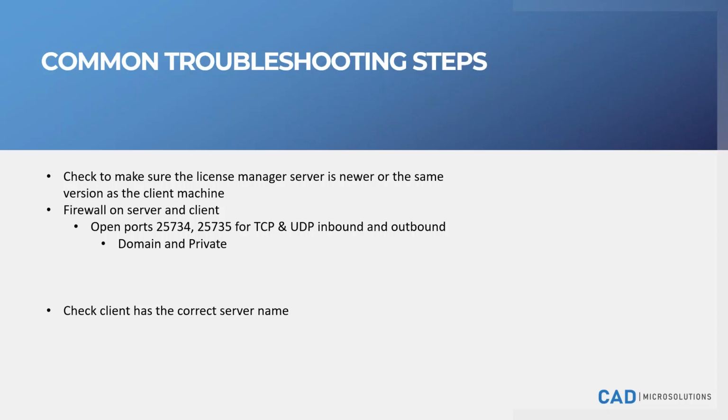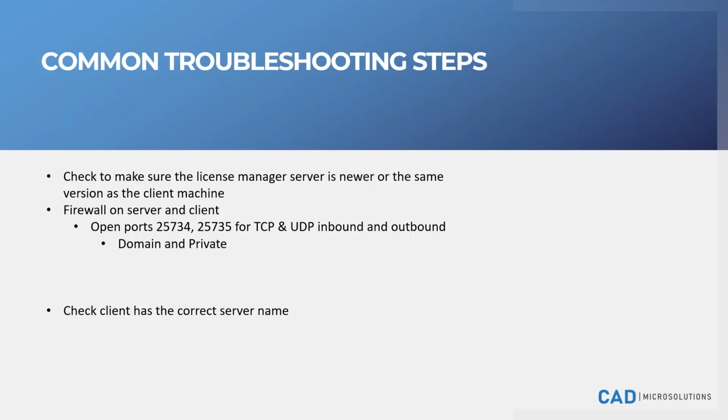And now next is the firewall on your server and client. So you want to make sure that the ports 25734 and 25735 are opened up for TCP and UDP on the inbound and outbound for both domain and private. And finally, the last detail to check is to double check that the client name is connecting to the right server name. Sometimes you might have the server typed in incorrectly, and that might be why it's not pulling the license.